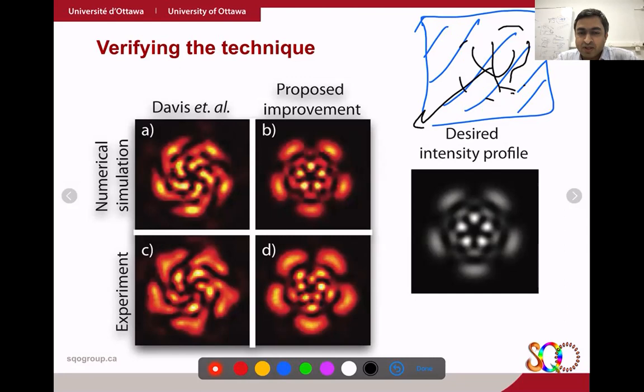Which SLMs do you use? I have mostly the one from HoloEye. HoloEye is not bad, apart from flickering. If you go really fast, you will see that the liquid crystal is blinking. They sell you some stuff to compensate for that, but Hamamatsu is a very good one and has better efficiency, honestly. With Hamamatsu, we were able to get even higher, to 40%.